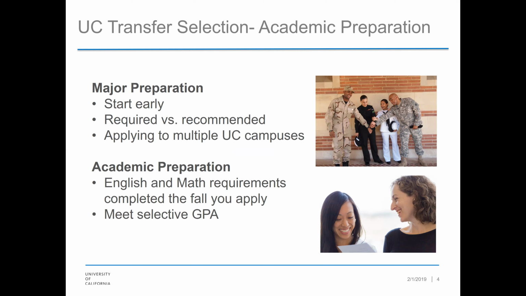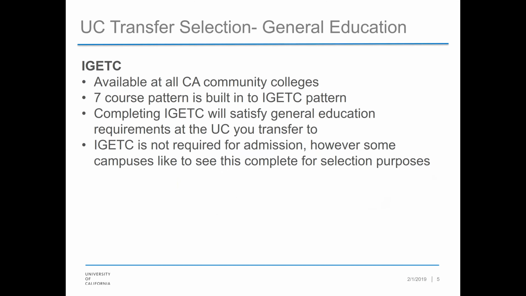Academic preparation: students need to complete the English and the math requirement the fall that you apply to UC. So if you're interested in applying for fall 2020, then that means by this fall 2019, you would have completed at least the first level of transferable English and math. And then, of course, you must meet the selective GPA. Again, that 2.4 GPA is a minimum, but many of our campuses do require a higher GPA depending on the program and major of interest.